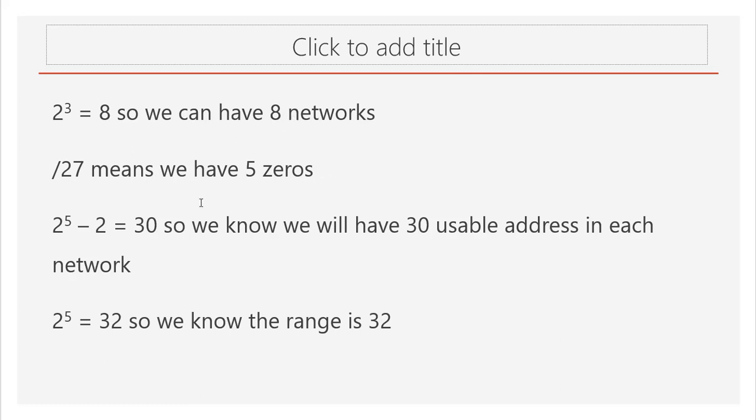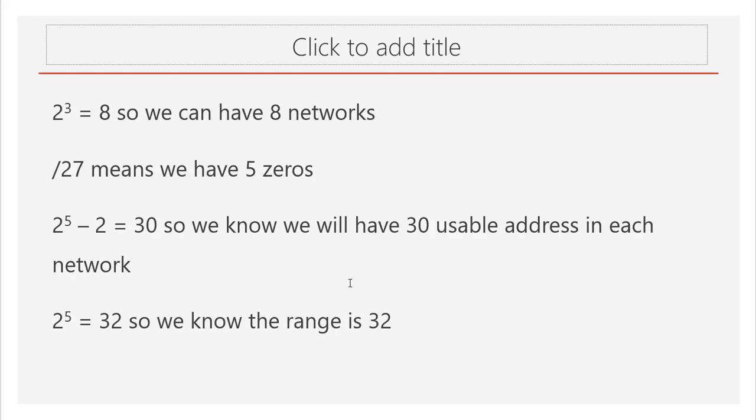/27 means we have 5 zeros, so it's 2 to the 5 minus 2. 2 to the 5 is 32, minus 2 gives us 30, so we know we have 30 usable hosts in each address. And then we figure out the range. We just take 2 to the 5, which is 32, so we know the range is 32. Remember, that range formula is just 2 to the y, no minus 2. We just cut off that part.